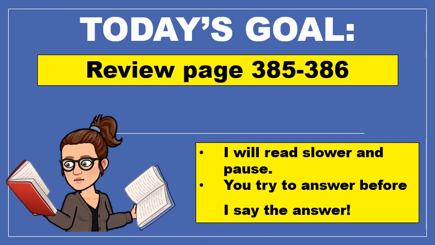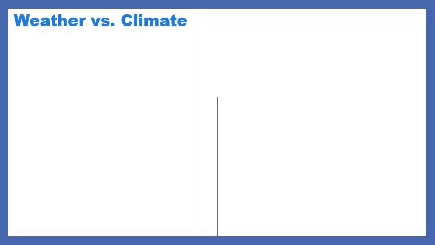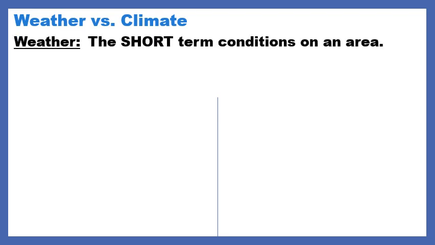If you say an answer and it has the same meaning as mine, but it's not exactly the exact words, don't worry about it. As long as the meaning is still the same, it's okay if we don't use the same words. Let's start off with weather versus climate. So weather is the short-term conditions of an area. So weather and climate are similar but not the same. And I have capitalized the word short because for climate it's going to be the opposite.